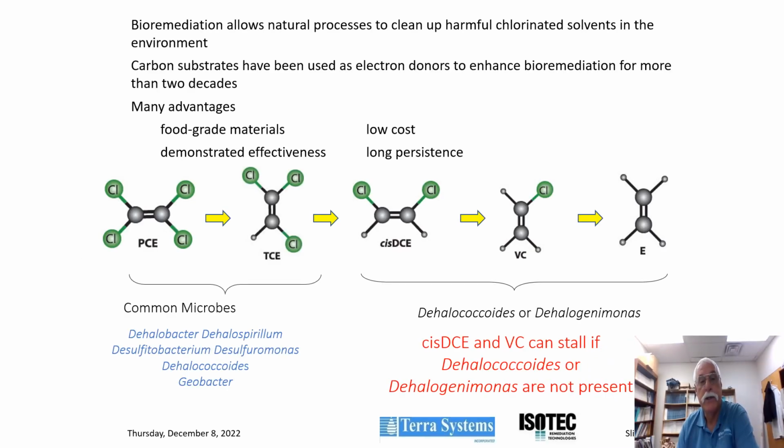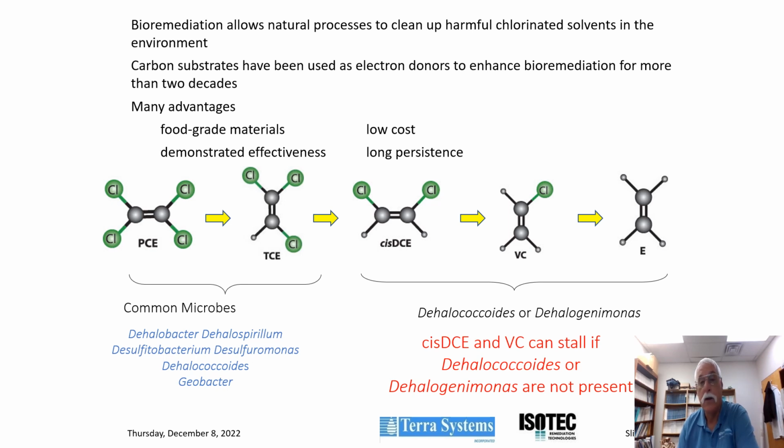Anaerobic bioremediation is a natural process to clean up chlorinated solvents in the environment, particularly in groundwater. You're adding a carbon substrate, which is used as an electron donor to enhance biodegradation. It has been used for more than 2 decades. Advantages include that it uses food-grade materials, it's a demonstrated effectiveness, low cost, and has longer persistence than other remediation technologies.